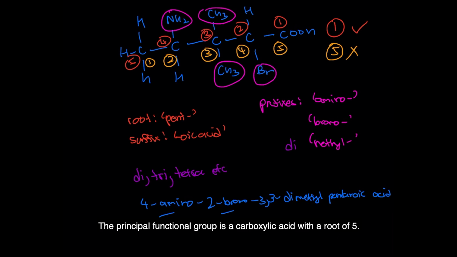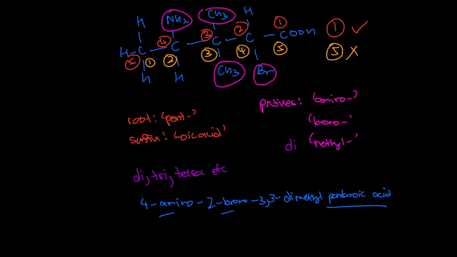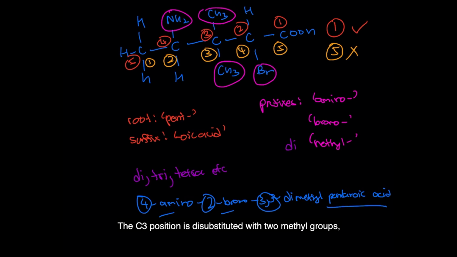The principal functional group is carboxylic acid with a root of 5. The position of the substituents and principal functional groups are labeled accordingly. The C3 position is di-substituted with two methyl groups. Therefore, we use the term dimethyl.